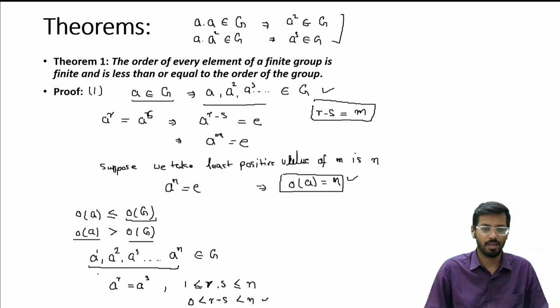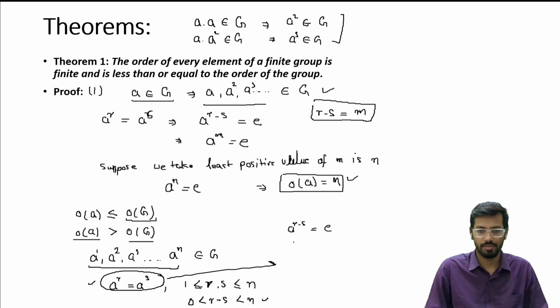We can say, and from this equation we can write a raised to power r minus s is equal to identity element, or we can say a raised to power, suppose we take r minus s equal to m, is identity element.